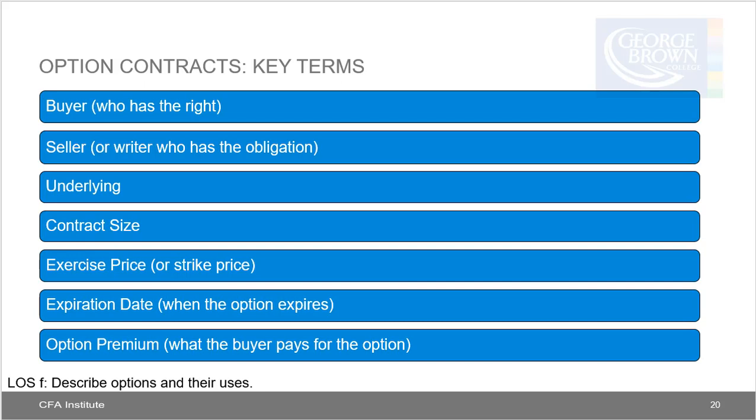Okay, so that's very important to understand. Also, when we look at options contracts, again, there can be various different types of underlying. One thing we need to be aware of is the contract size, the exercise price, which is also called the strike price. The expiration date is when the option expires, and the option premium, and that, as I mentioned, is what the buyer pays for the option, and that's what the seller will receive for the option.